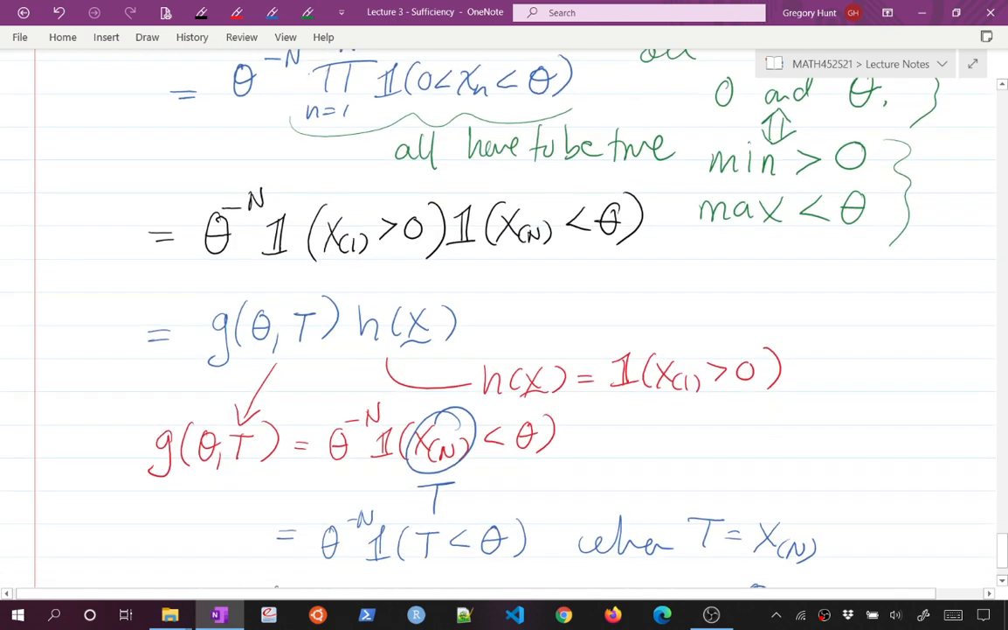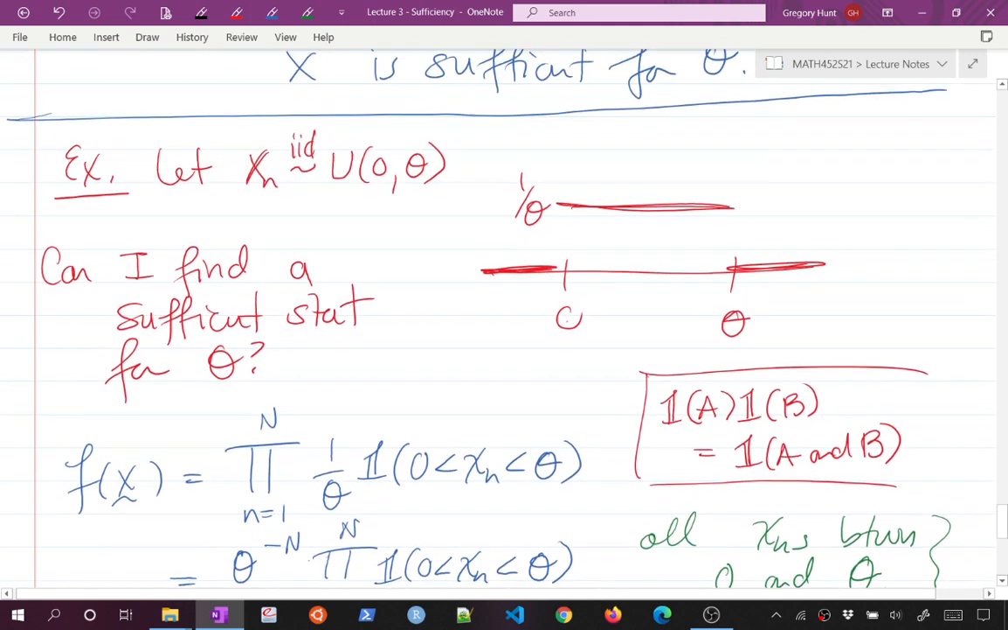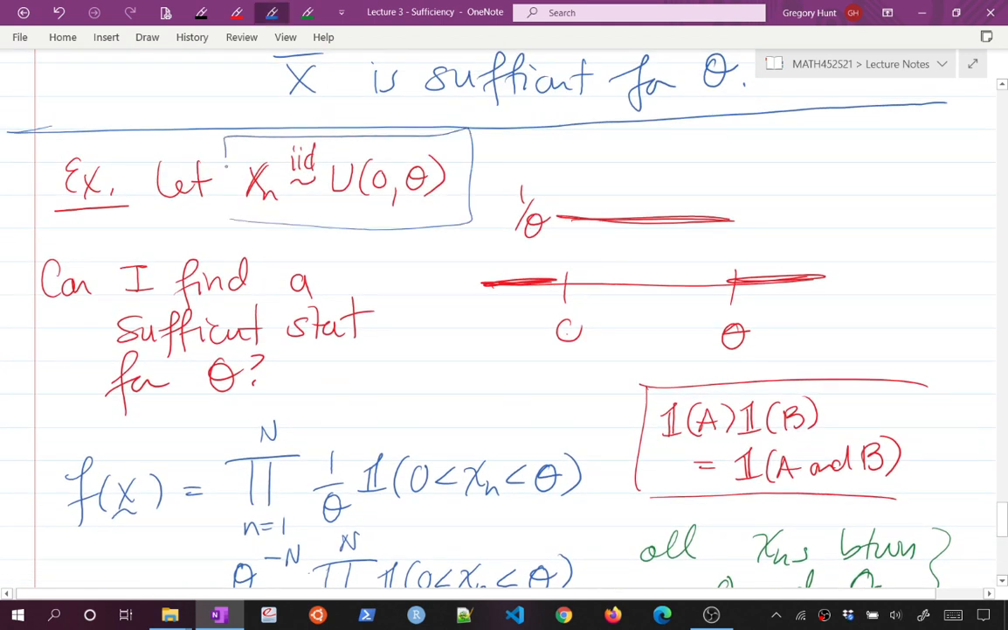So we came up with that for this model that the maximum is sufficient for theta. Let's look at our model again, right? Our model is that the data is uniform between 0 and theta. Theta is like the maximum value that the data could take on. So not surprisingly, a statistic that captures all the information that is possible in our data is the maximum of all of our points that we collect.